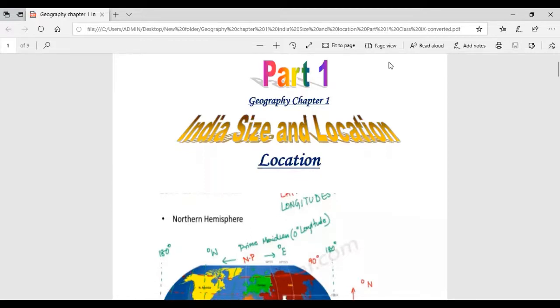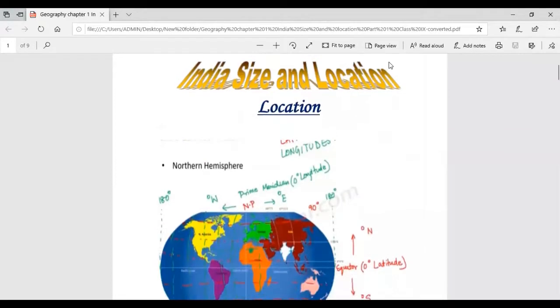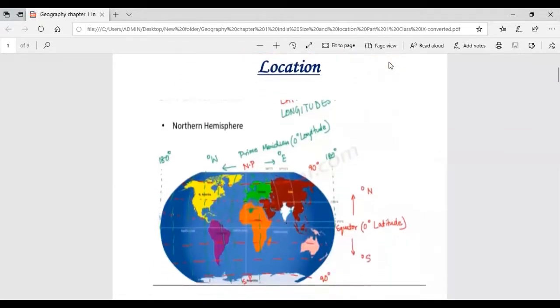So to start with, let us try to locate India in the world map. Here the first slide is explaining about the location of India. So here we can see the world map. We can see the different continents. Here it is North America, and this is South America, this is Europe, Asia, Africa, Australia, and Antarctica. So these are the different continents.